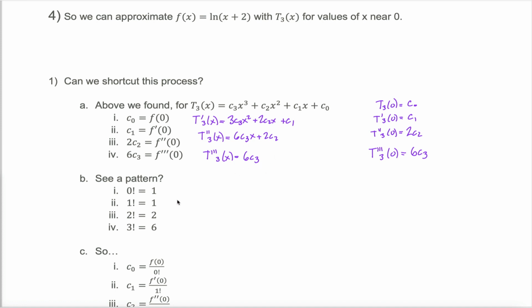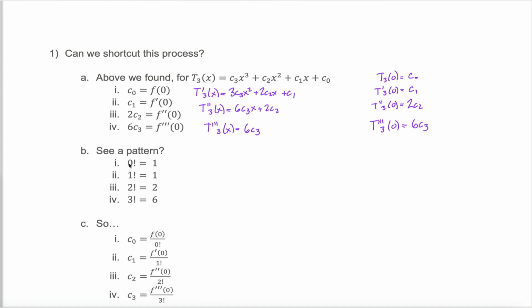And we can predict those values. I'm kind of telling you the pattern down here. 0 factorial is defined to be equal to 1. 1 factorial is defined to be equal to 1. 2 factorial is defined to be equal to 2. And 3 factorial is defined to be equal to 6.